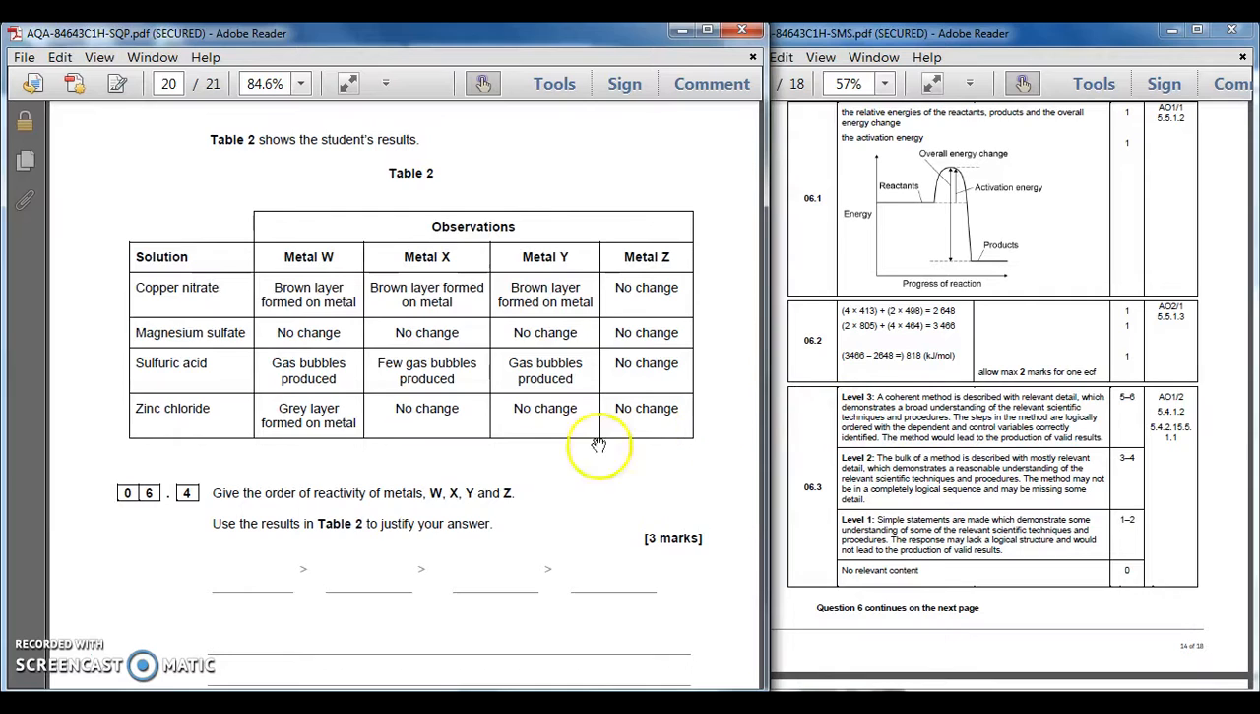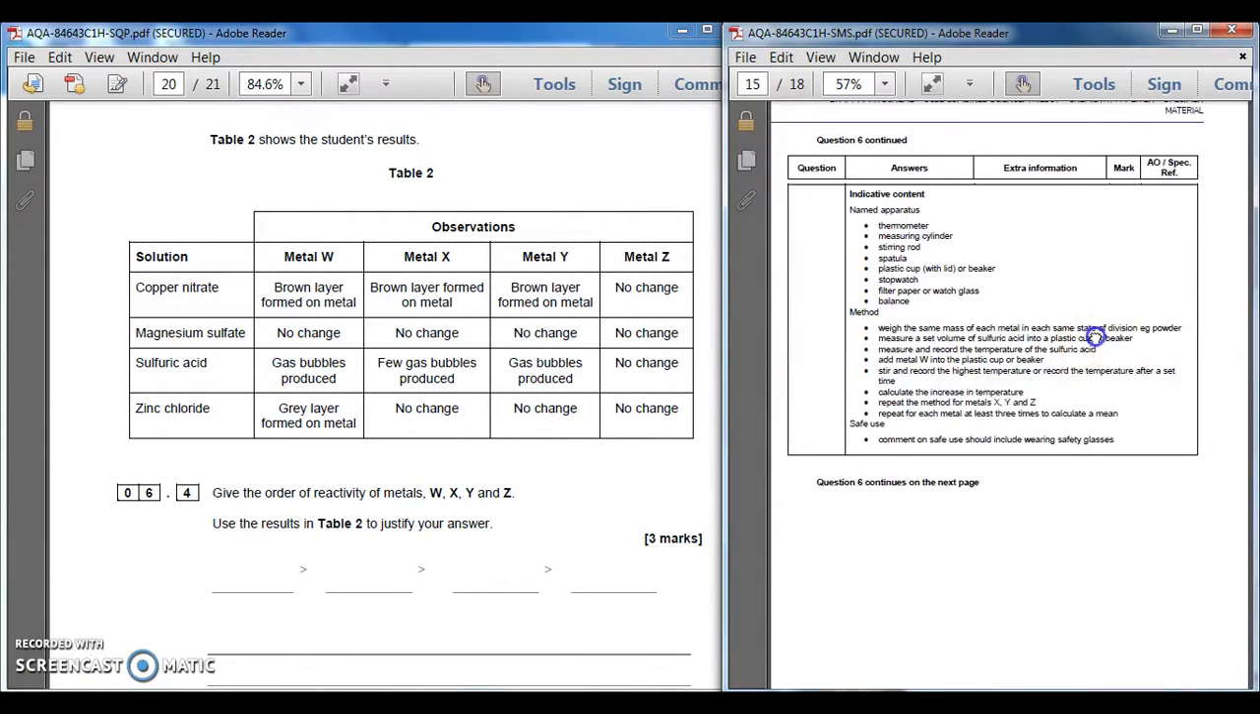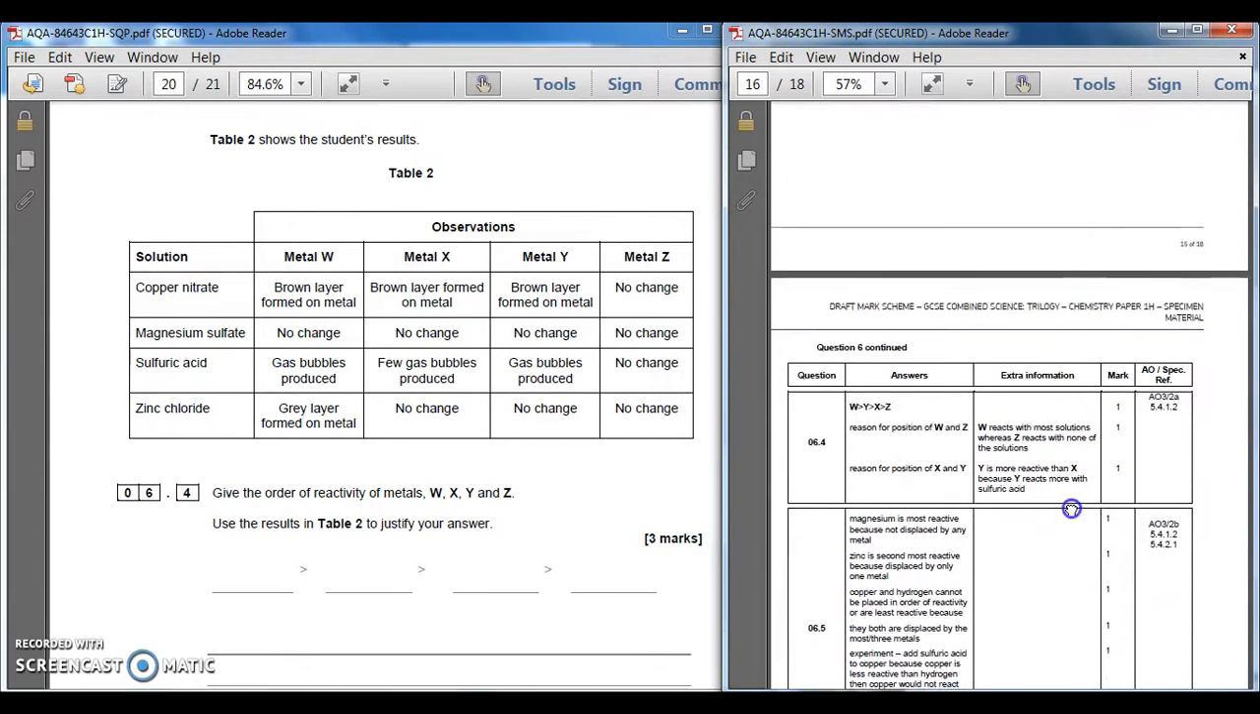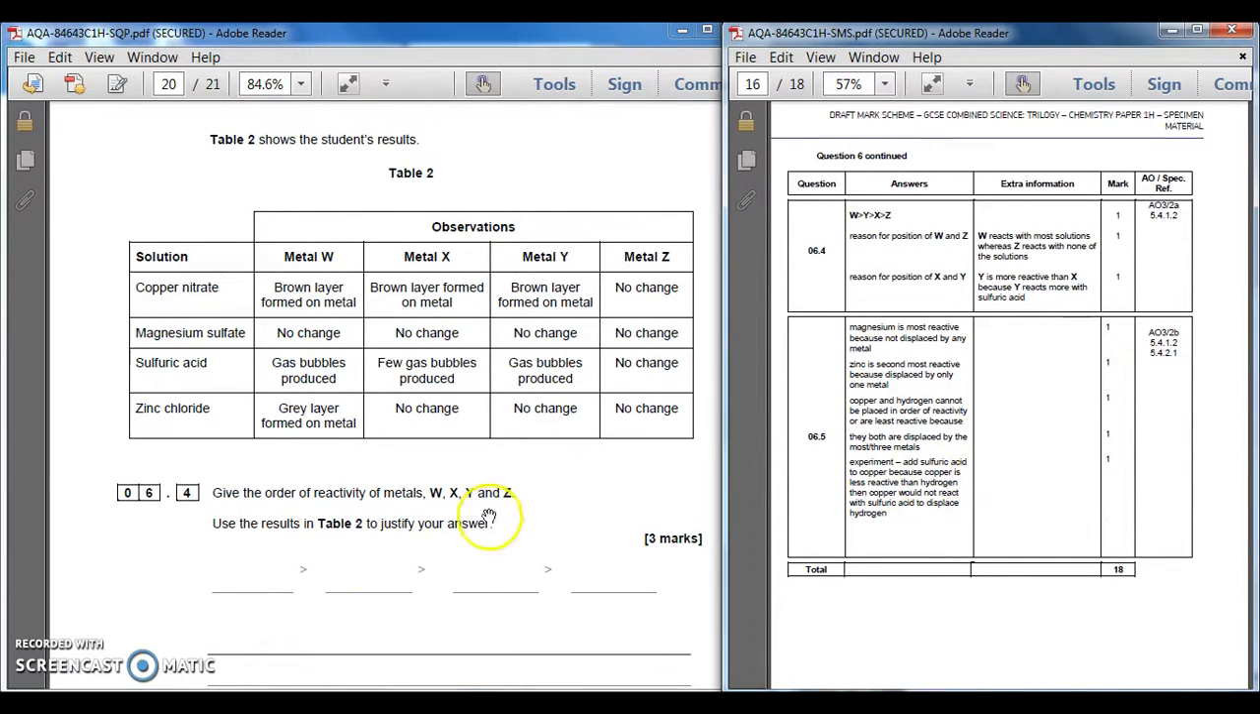On this one here, a lot of people missed that it says justify your answer on 6.4, so the correct answer should be W, Y, X, Z. The justification for why it'd be W, Y, X and Z is, first of all, W reacted the most and Z didn't react at all, which puts them in first and last. And then in between, we had a few gas bubbles produced, which means that Y is more reactive because there's more bubbles. So that explanation about more bubbles would put them in the right order. So there'd be a mark for each of those things.